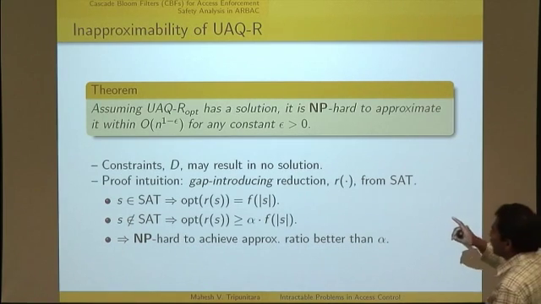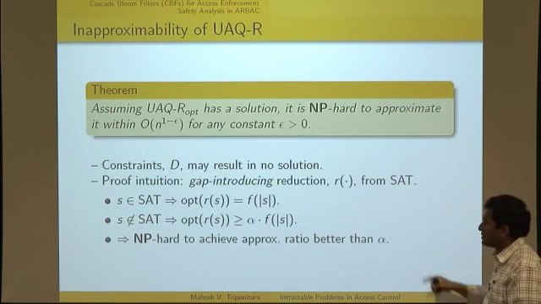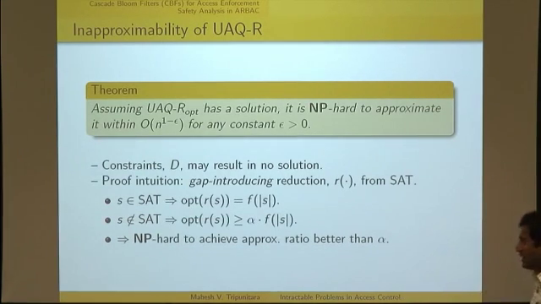Now, why do we have the qualification "assuming it has a solution"? It's because of these constraints, because the constraints may result in no solution existing. In which case we have a pure decision kind of problem.